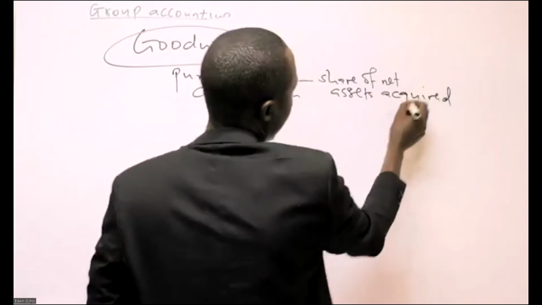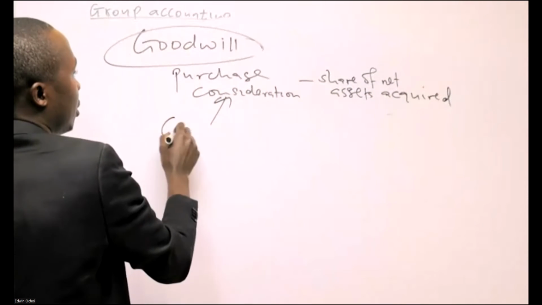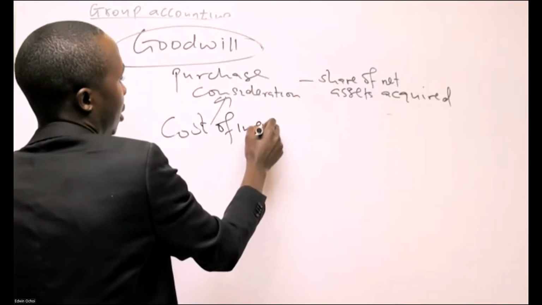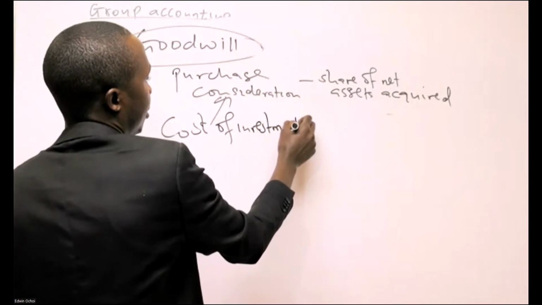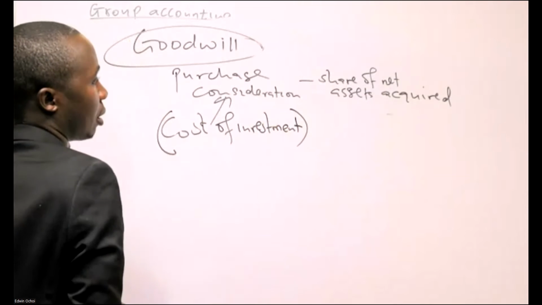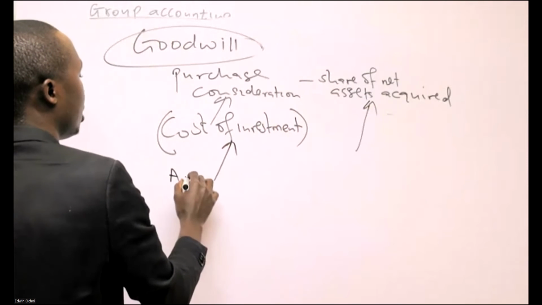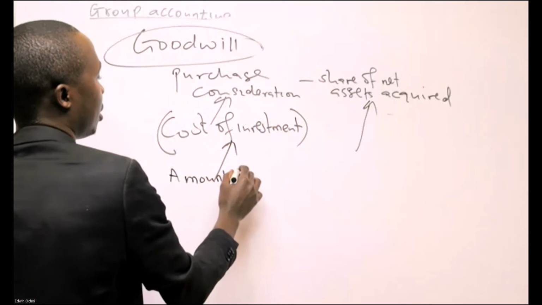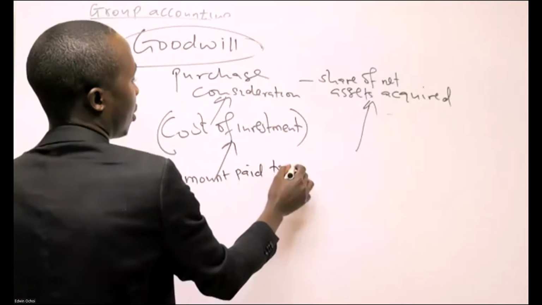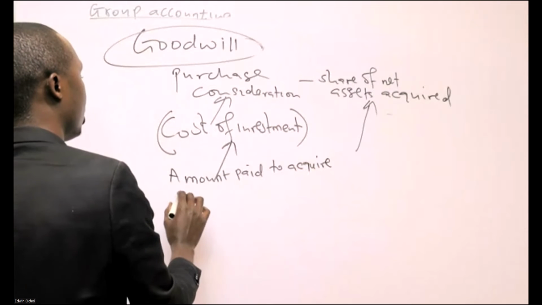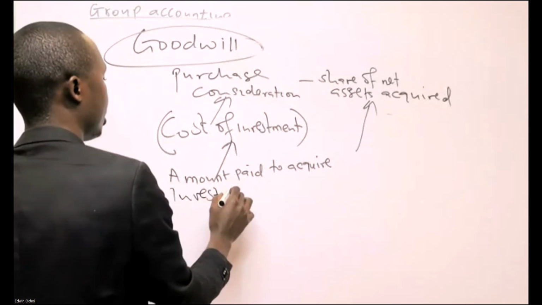The purchase consideration, in some scenarios, would be the cost of investment. The cost of investment, so the amount paid. Amount paid to acquire investee companies.